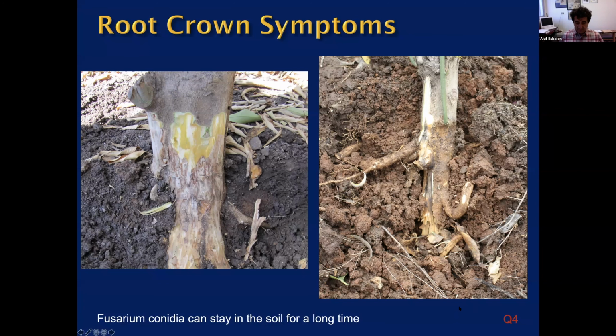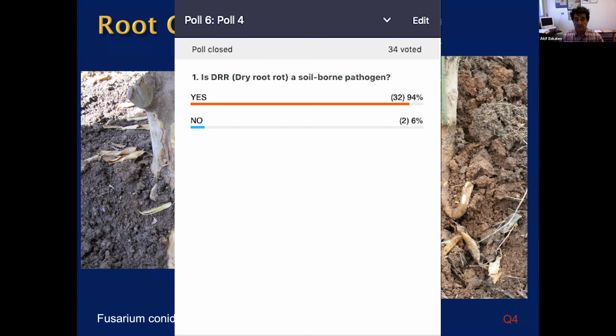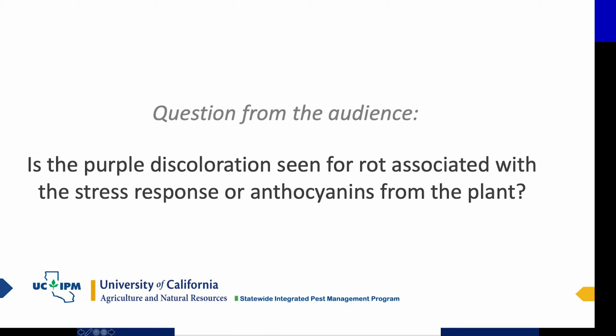So with that, let's bring up our question 4. Is dry root rot a soil-borne pathogen? Yes or no? And there is another question for you from Matt. He asks, is the purple discoloration seen for root rot associated with the stress response or anthocyanins from the plant?